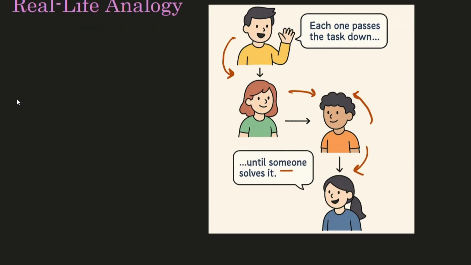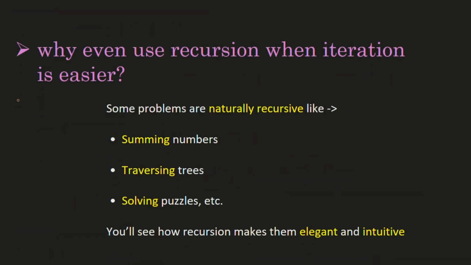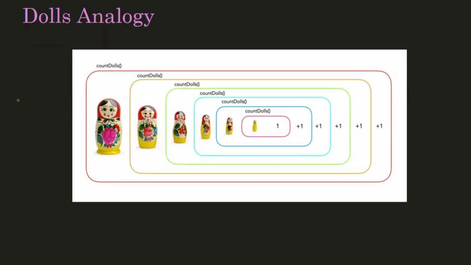So why even use recursion when iteration is easier? Because some problems are naturally recursive. Their structure just screams, break me down into smaller versions of myself. Soon, we'll look at problems like summing numbers, traversing trees, solving puzzles, and you'll see how recursion makes them elegant and intuitive. Let's see one more example.